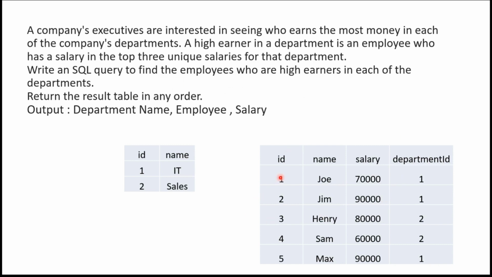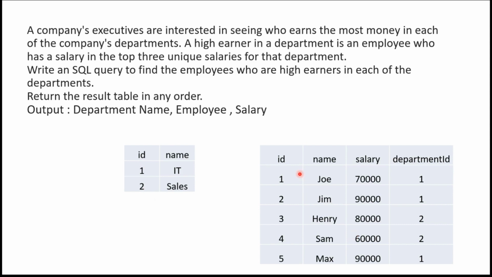Correct. So this again is your employee table over here, which has the employee ID, the employee name, the salary of the employee, and the department ID of the employee. And this is the department table, which has the names of each of the departments corresponding to the department IDs. Right. So this is what is given to us.